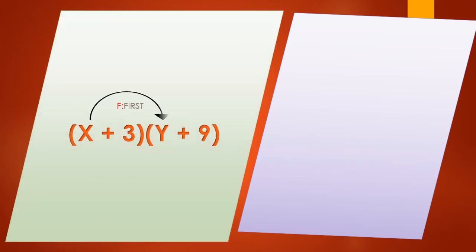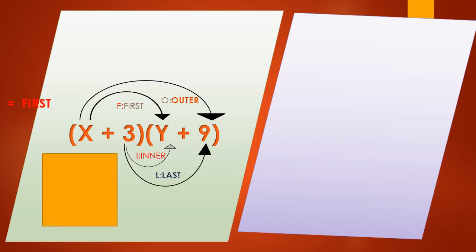You look at this example. In this example, I have given you two algebraic expressions. The first algebraic expression is x plus 3 and the second algebraic expression is y plus 9. So x and y are the first terms in these two expressions. Similarly, x and 9 are the outer terms in these two expressions. And in this way, 3 and y are the inner terms and 3 and 9 are the last terms.